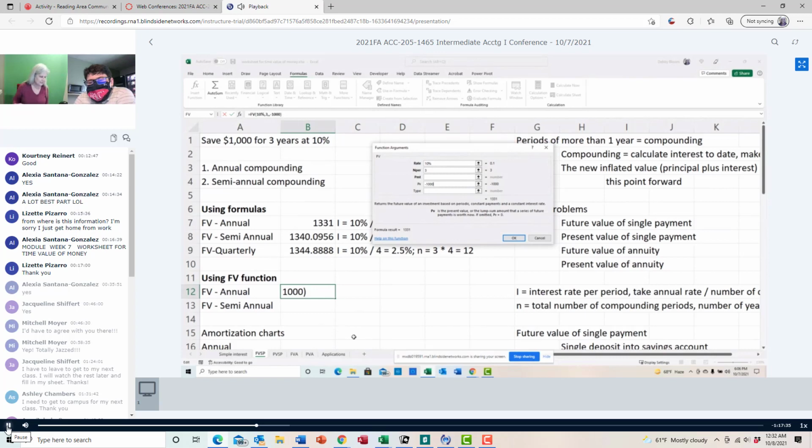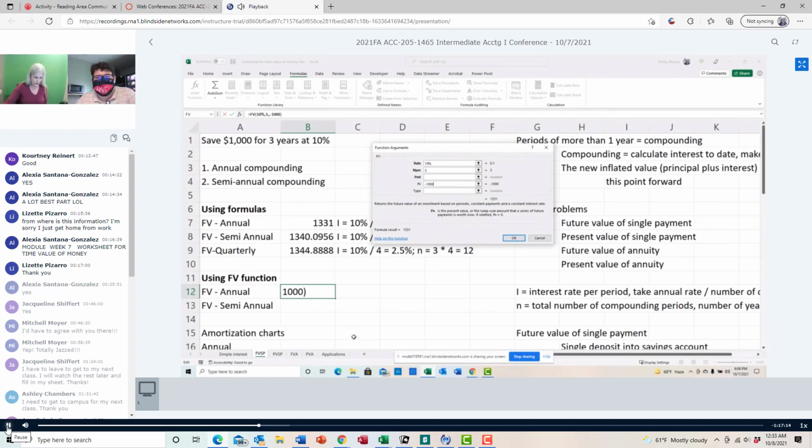So this is a heck of a lot easier than the formula, right? You just put in the I, N, and the amount, and it spits it right back at you. Did that work okay for everybody? A lot easier than the formula, huh? You don't even have to remember the formula. All you have to remember is FV.